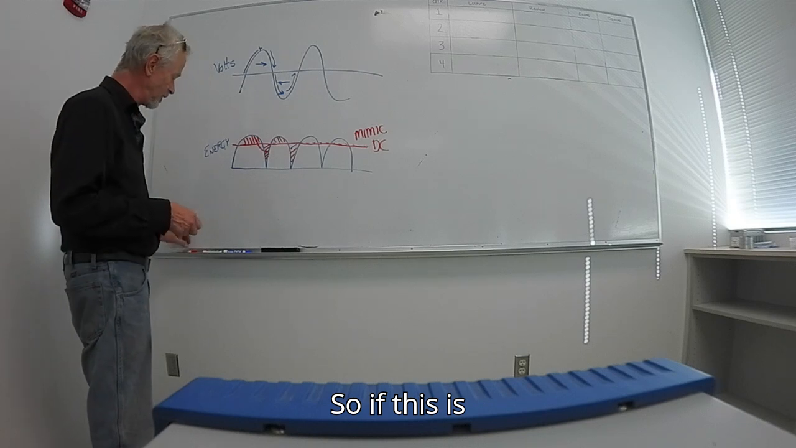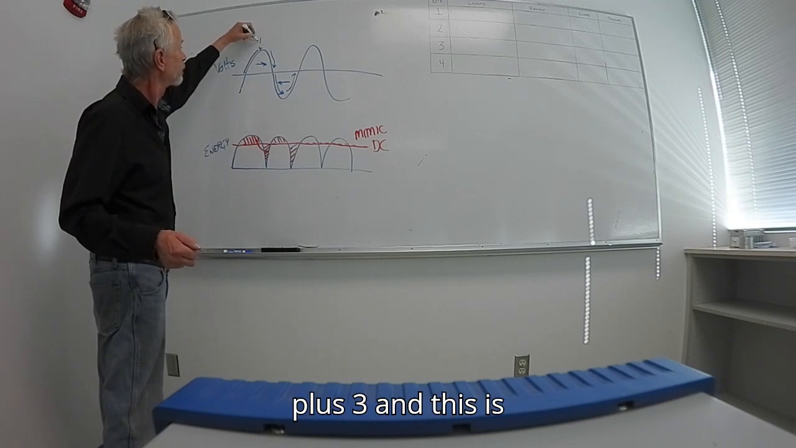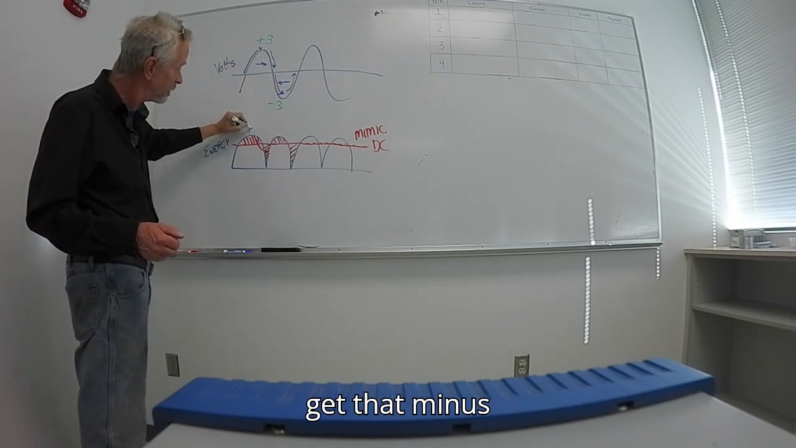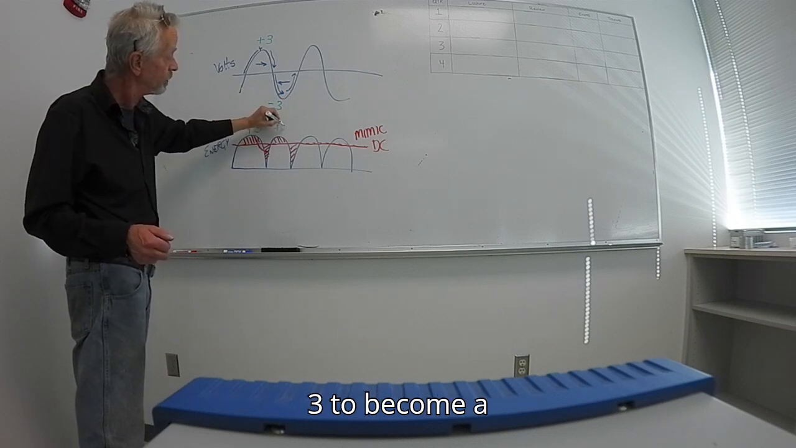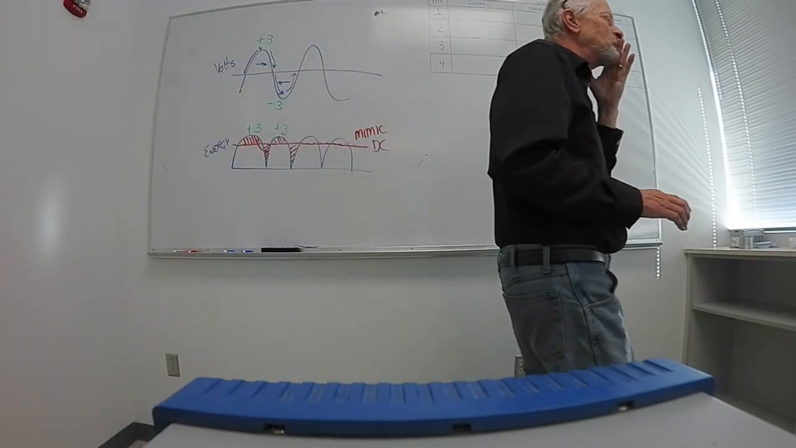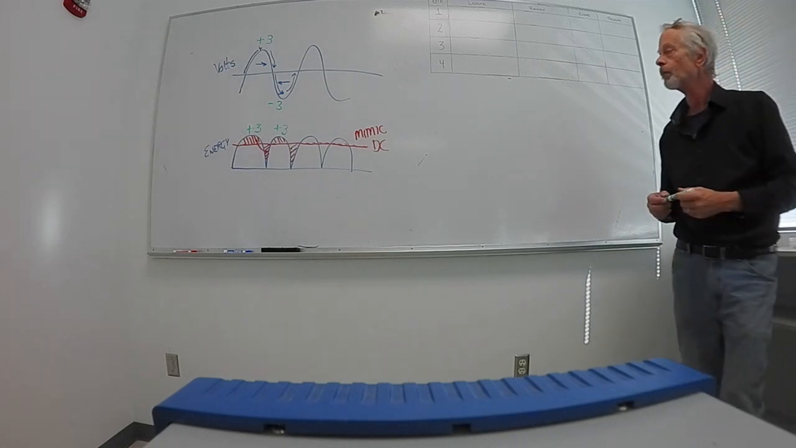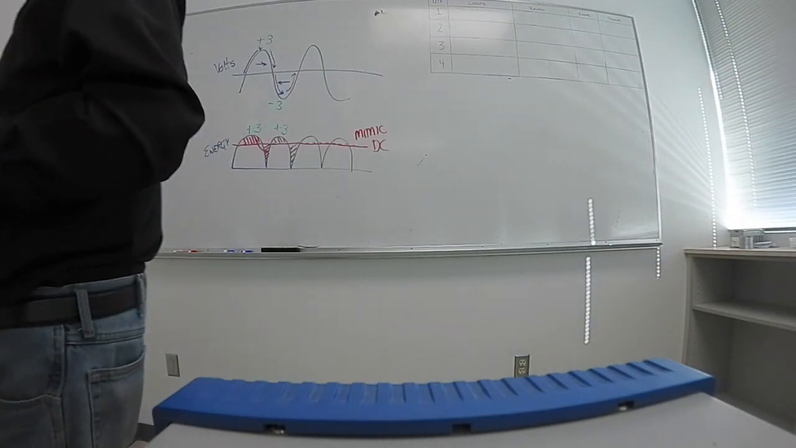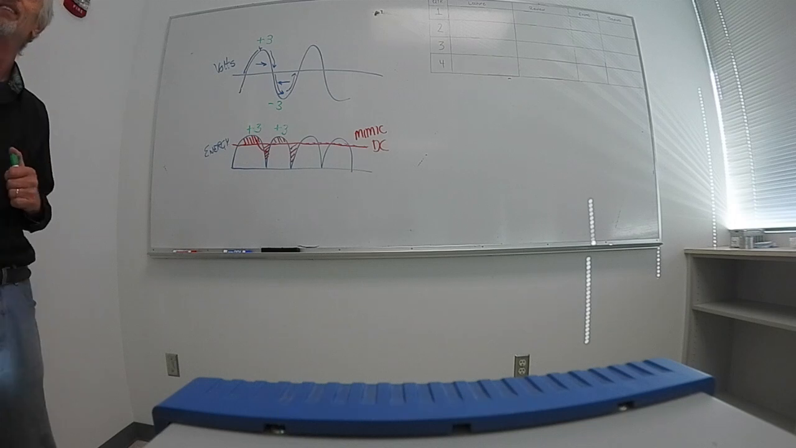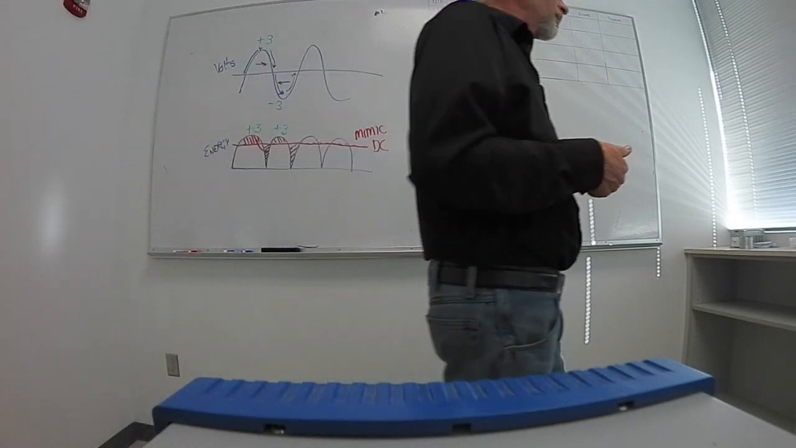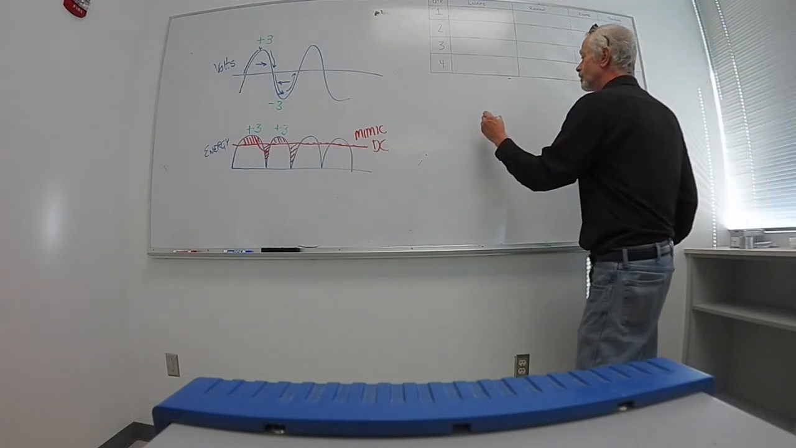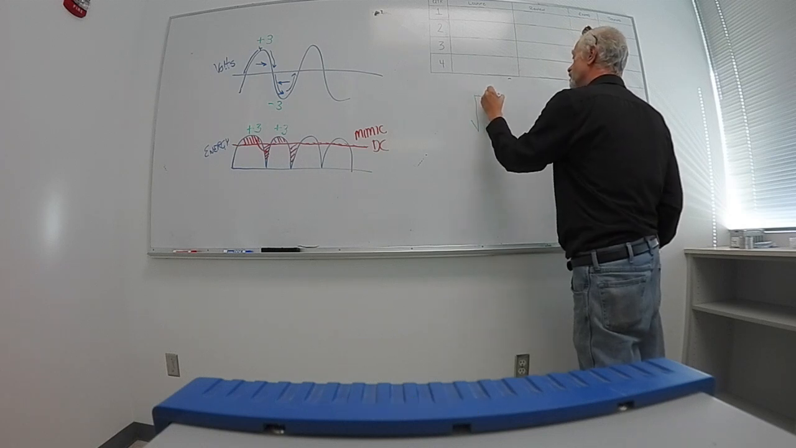So, if this is +3 and this is -3, how do I get that -3 to become a +3? How do I flip that up? Frequency. Nope, has nothing to do with it, it's all polarity based, right? You just add it in. What we do is this.